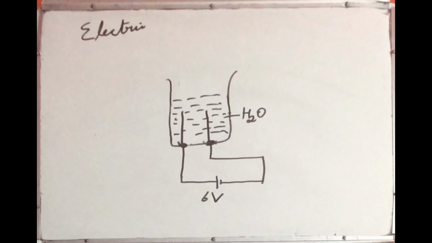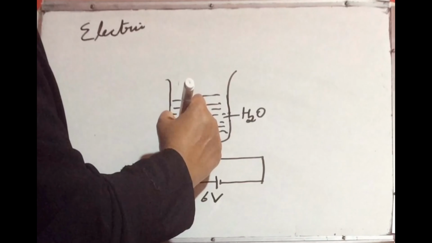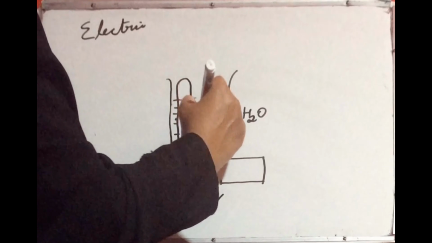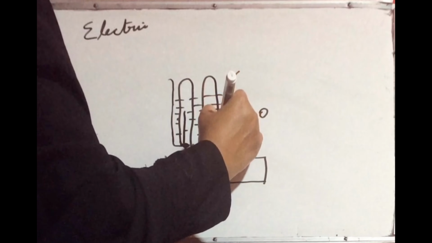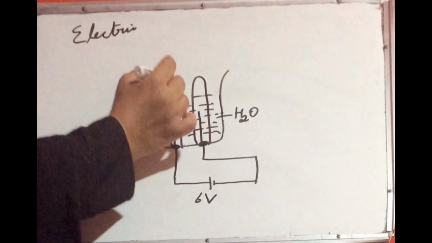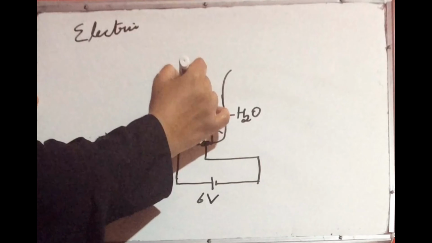Next, take 2 test tubes, fill them with water and carefully invert them over these electrodes. Next, pass the electric current. When you pass the electric current, you will see the bubbles rising up.